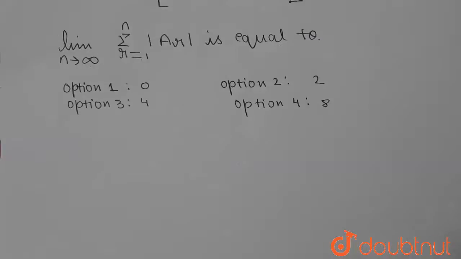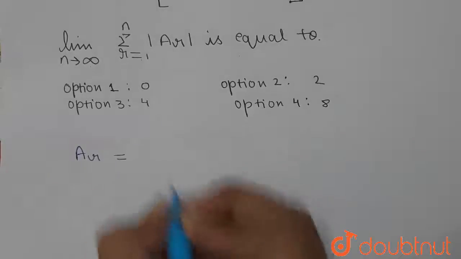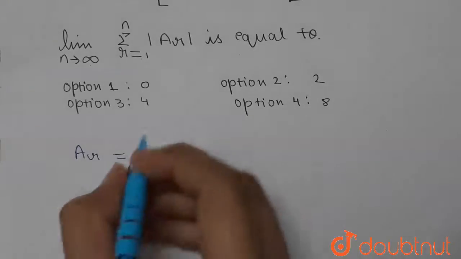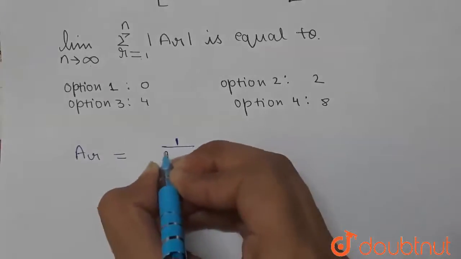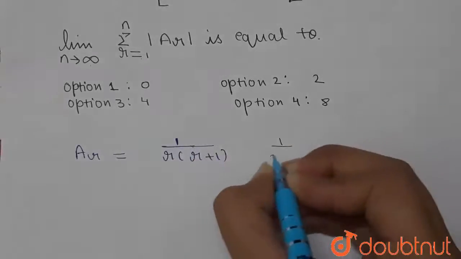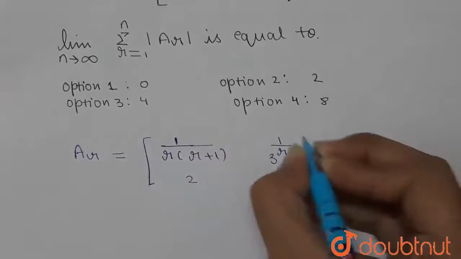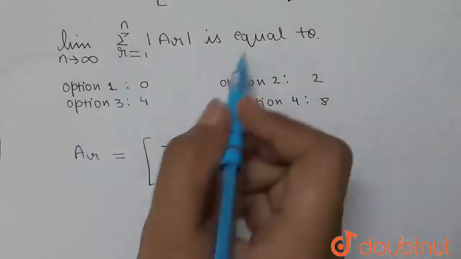So we are given that A_r is equal to the matrix [1 upon r into (r plus 1), 1 upon 3 raised to power r; 2, 3]. This is the A_r matrix. First we need to find the determinant to solve this thing, right?